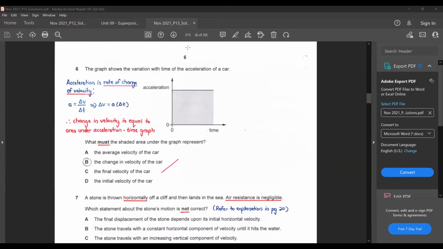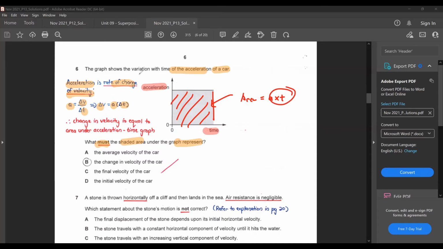Now, number 6, the graph shows you the variation with time of the acceleration of a car. What must be the shaded area under the graph? What does it represent? Since we know acceleration is the rate of change of velocity, where a is delta v over delta t, delta v is area times delta t. So if we have a graph of acceleration versus time, the area under the graph is actually a times t. So what does a times t represent?